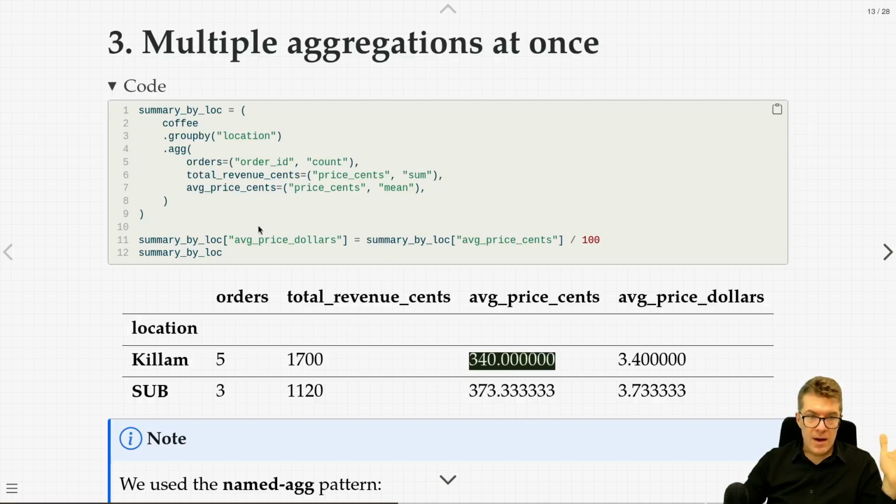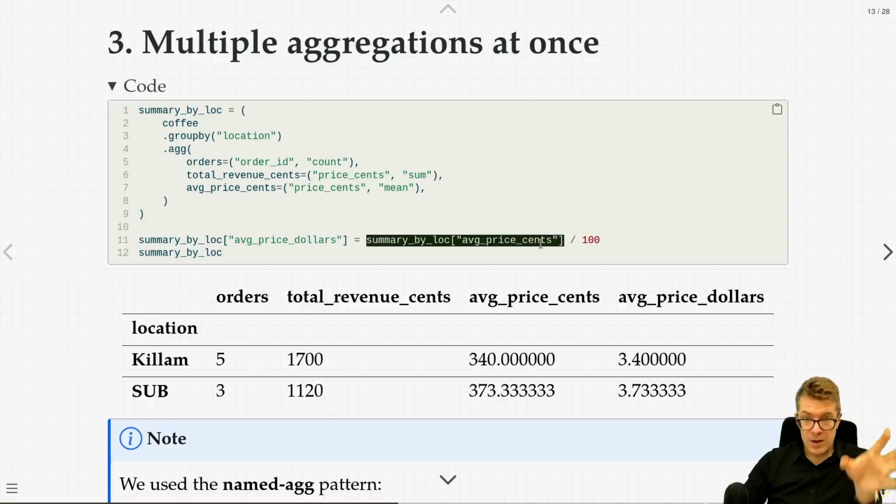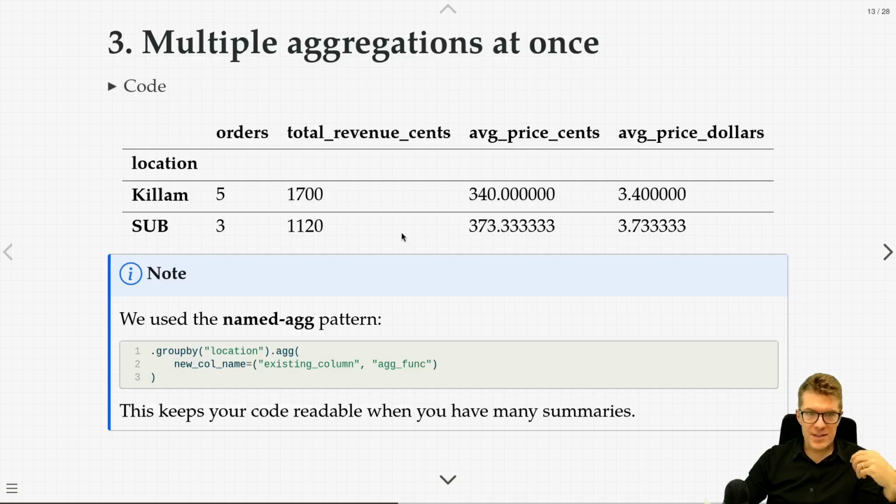This last line, line 11, creates a new column called average price dollars, which I specify here, and it shows up over here on the right. This is essentially just the summary by loc column called average price cents divided by 100, because I care about dollars. And then the net result of all of this is I can see the total number of orders and the total number of cents, but I can also see the average price at each of these locations. And then I can start to see some very small amount of information starting to peep out of the surface.